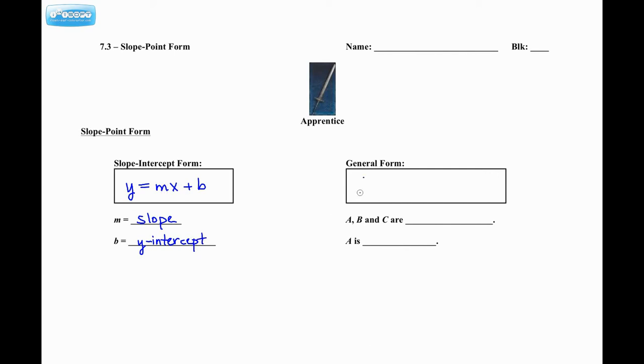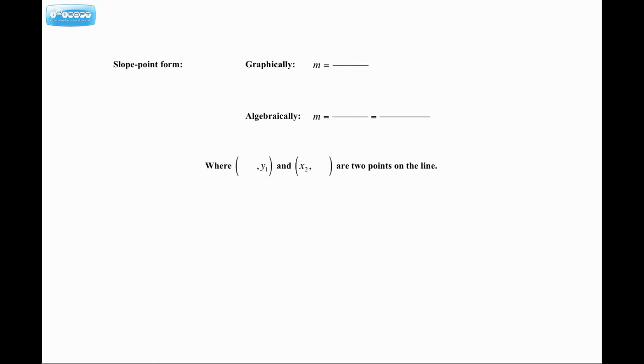General form. Okay, we have ax plus by plus c is equal to 0, but there are conditions. A, b, and c are integers, so no fractions. And a, so the coefficient in front of the x, is positive. So slope-intercept form and general form. Okay, so what is slope point form?